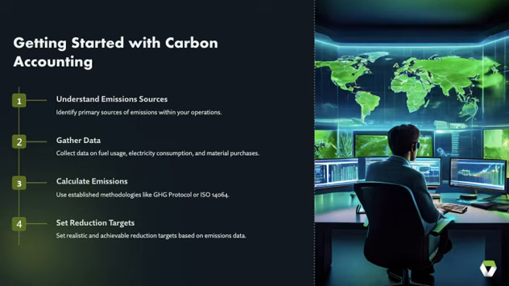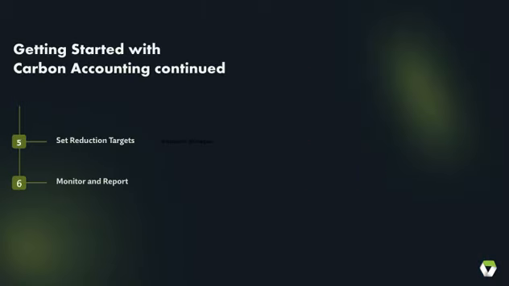Based on your emissions data, you can set realistic and achievable reduction targets. This might involve switching to renewable energy sources, optimizing your energy usage, or selecting sustainable materials. And the last two steps are that you can implement reduction strategies. You can develop and implement strategies to reduce your carbon footprint. This could include partnering with suppliers who offer lower emission energy, making energy efficiency improvements, transitioning to electric vehicles and machinery, or adopting sustainable construction practices.